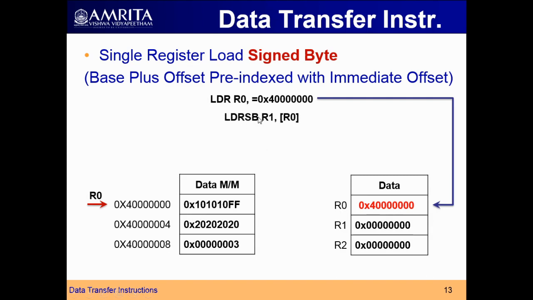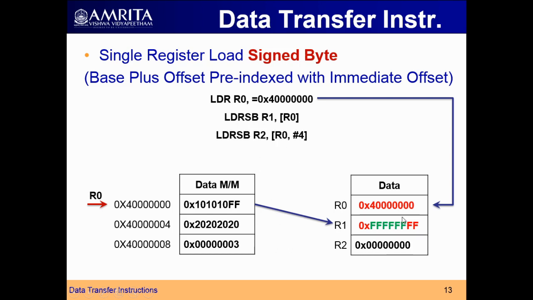So LDRSB. So again, whatever data was present in 4000, that will be moved on to R1, but only one byte will be moved. Here what is a byte? FF. FF will be moved and for the remaining bits, what is the MSB bit of this FF? In my case it is a byte of data. What is my MSB bit? In this case 1, right? That means my sign bit is 1 and all the other 24 bits will be sign extended. 1 will be copied onto all the other bits. Why? Because you are performing signed byte operation.